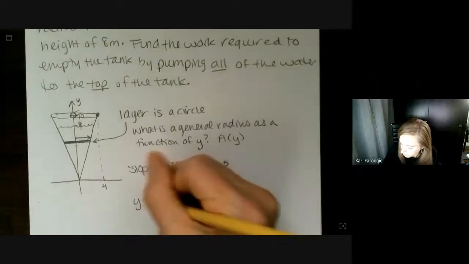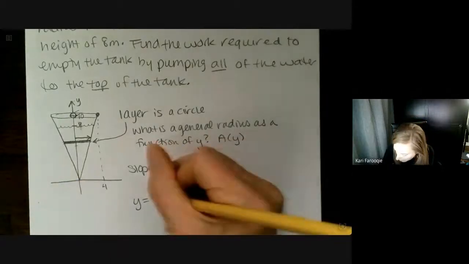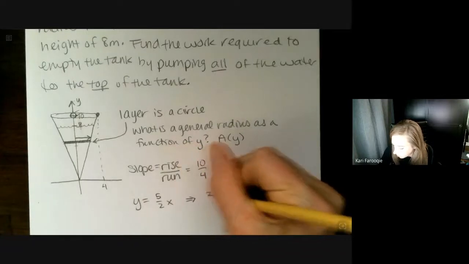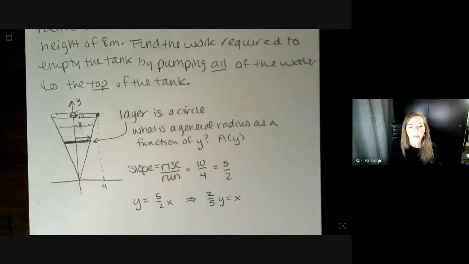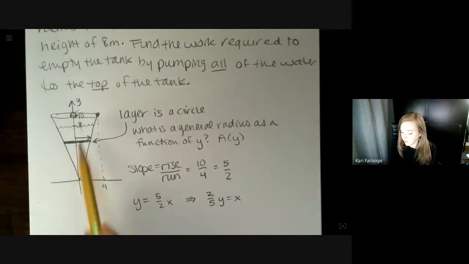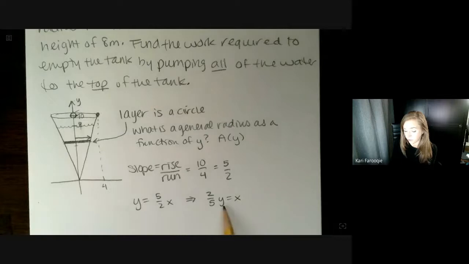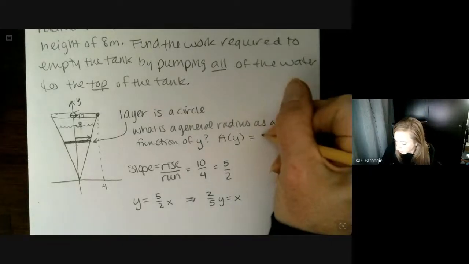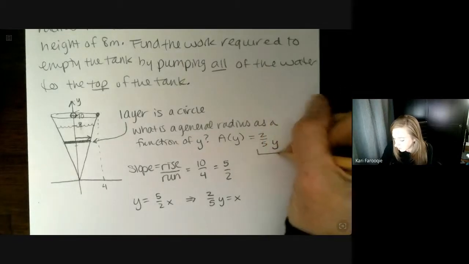And then we have y equals mx plus b. b is going to be 0 in this case. So y equals 5/2 x. Multiply both sides by 2/5, and you'll get 2/5 y equals x. What that means is the distance from the center to the edge, which represents the radius of the circle, is always going to be 2/5 y. And we needed this as a function of y. So a of y is going to be 2/5 y for the radius.